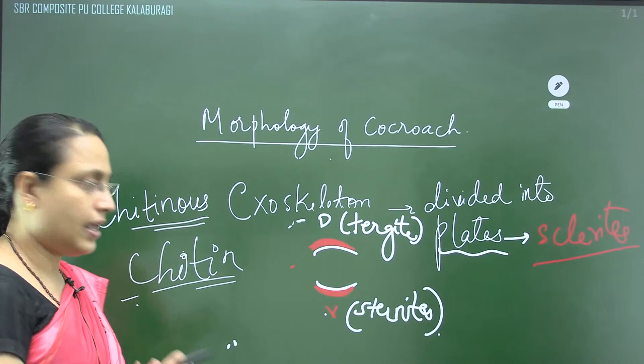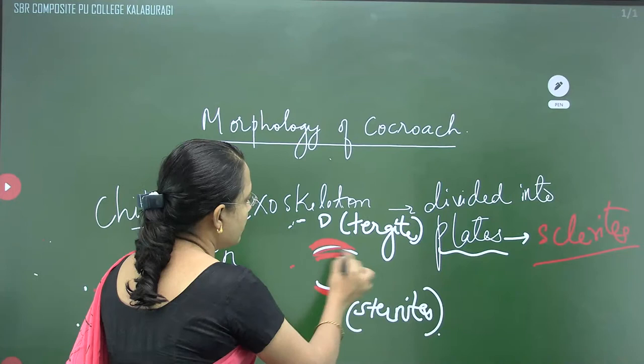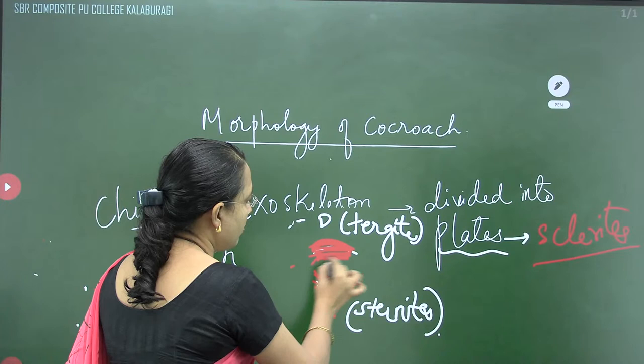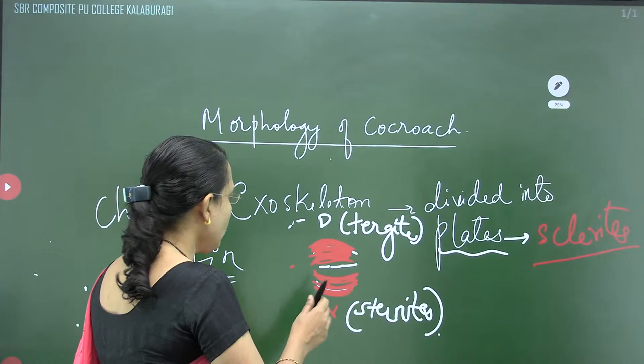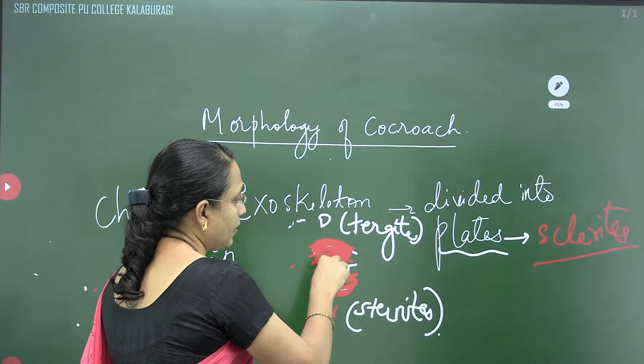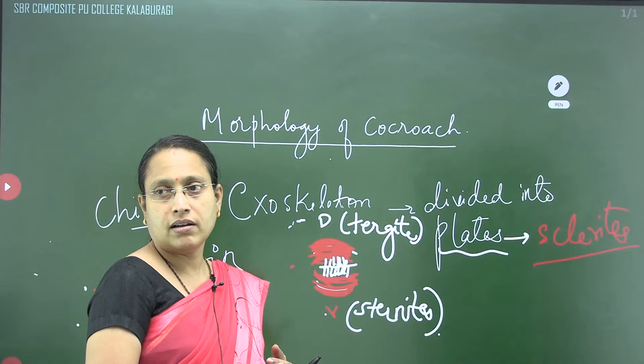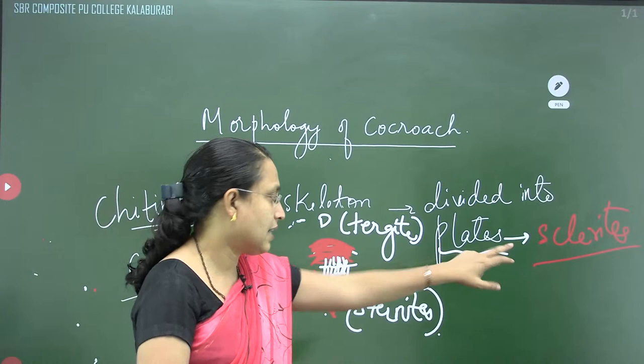Now suppose the exoskeleton covers here; this is the sternum. Connecting between them, on the lateral side, there is one more plate called pleuron. Those are the lateral sclerites. Connecting them there is a membranous articular membrane. It is a very flexible membranous structure that connects these sclerites. They are called arthrodial membrane.